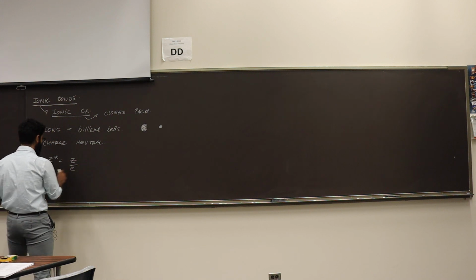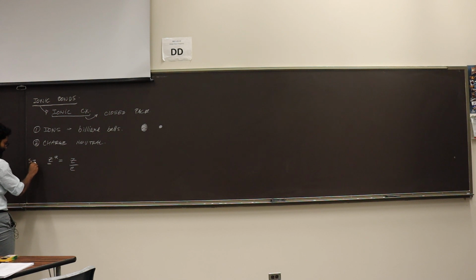So the size is inversely proportional to the effective nuclear charge. Does this make sense? When the effective nuclear charge, effective atomic number, when it increases, this forms a smaller ion, and when this is less than 1, this forms a bigger one.